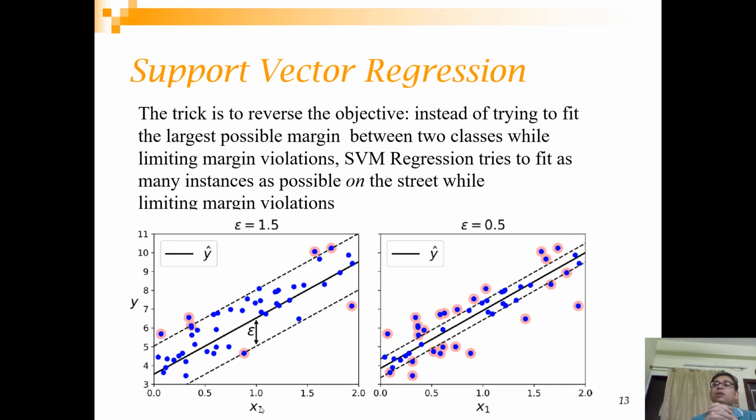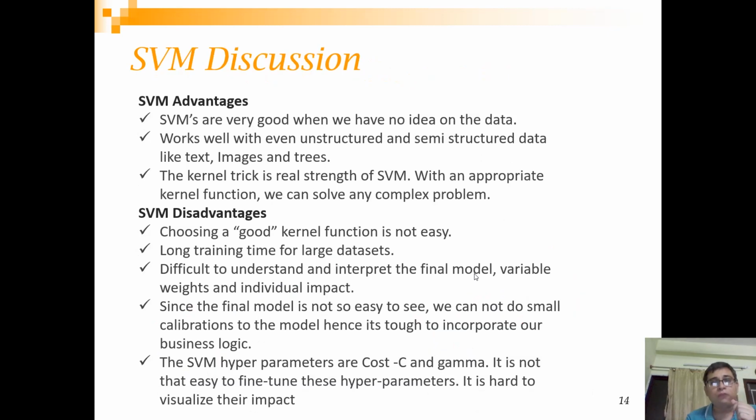There is a parameter called epsilon. Anything within epsilon, we don't count as error. That doesn't affect the model, but anything that goes beyond it is calculated, and that adds to the inefficiency of the model. You can see that if epsilon is 1.5, the decision boundary is wider, and if epsilon is 0.5, it is closer. Now let us come to the concluding slide.